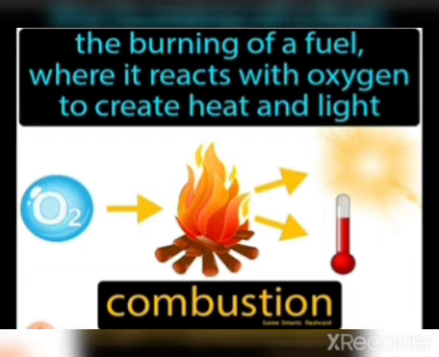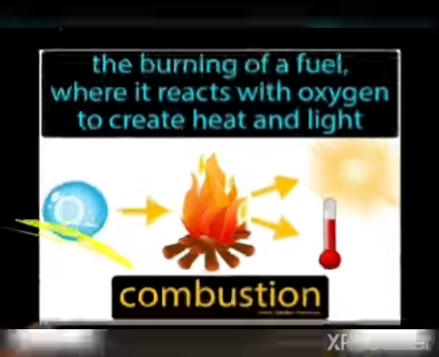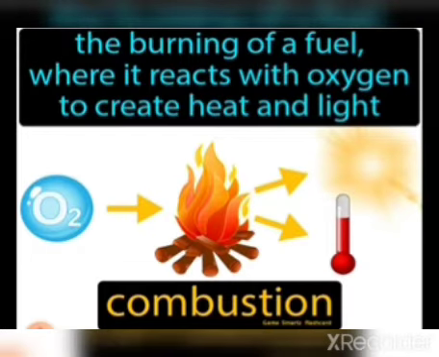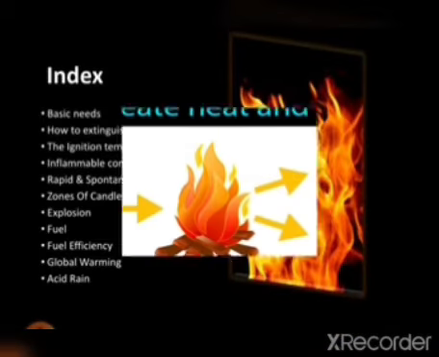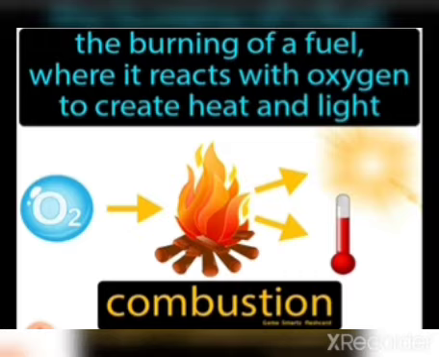In general, burning that gives a flame is said to be combustion. Let us know the meaning of combustion. It is the burning of a fuel where it reacts with oxygen to create heat and light energy. Children, combustion is a process of burning of a fuel in the presence of oxygen. Very important. So combustion will take place in the presence of oxygen to create light and heat energy. This process we call combustion.